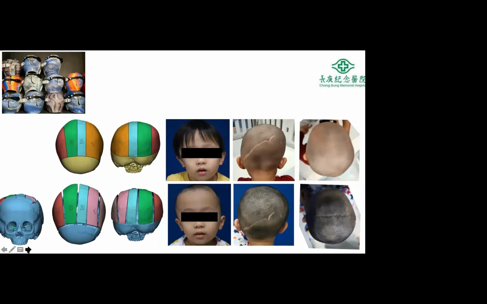This boy received a strip craniectomy at another hospital at about 4 months old. Of course, you can see the scar is not minimally invasive, but it's a strip craniectomy. After the surgery, he wore a helmet to correct the shape. As you can see from the pictures, he wore 11 helmets to correct the shape.